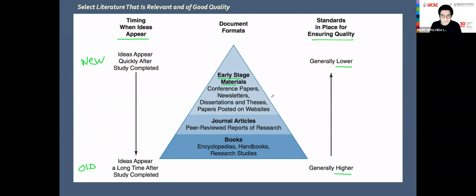So if we think these are the different materials that you have to be using, and we want to find a balance between timing and quality, and we find the central point, we see that hopefully most, and it doesn't mean that all have to be, but most of your sources have to be here in this middle point, which are your articles. That is going to ensure you have new material with good quality.